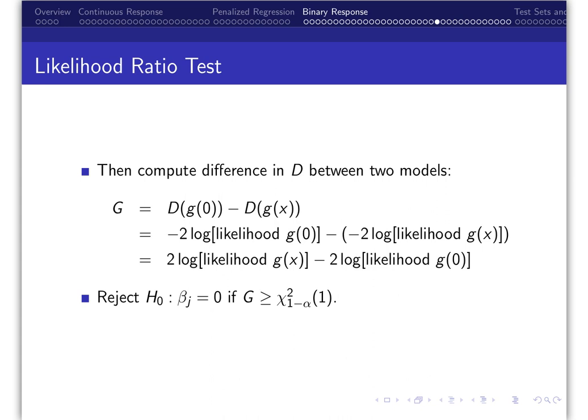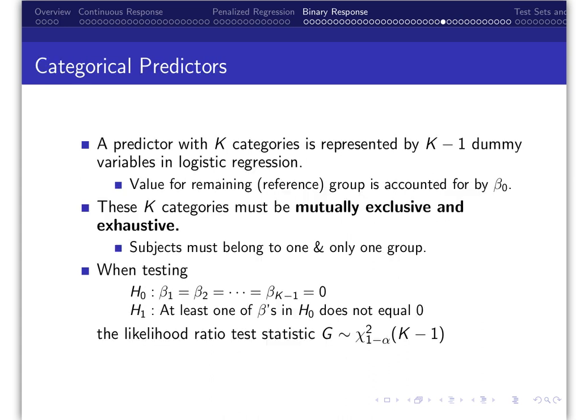We can re-express this difference by removing the negative sign and exchanging the order. The test statistic follows a chi-square distribution with the number of degrees of freedom equal to the number of parameters different between the two models. When testing one coefficient, the degrees of freedom is 1. We reject the null hypothesis that beta is equal to 0 if the test statistic is greater than or equal to the chi-square distribution with 1 degree of freedom at the 1 minus alpha level. Otherwise, we fail to reject the null hypothesis.